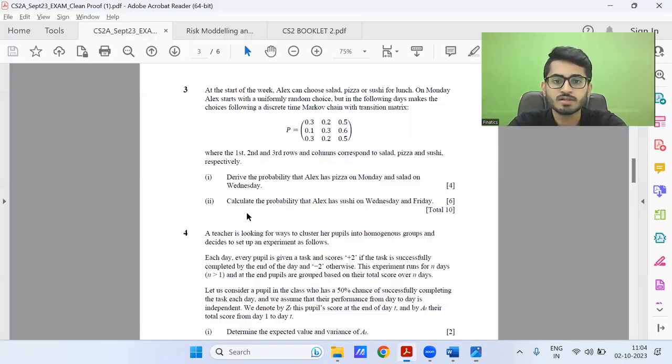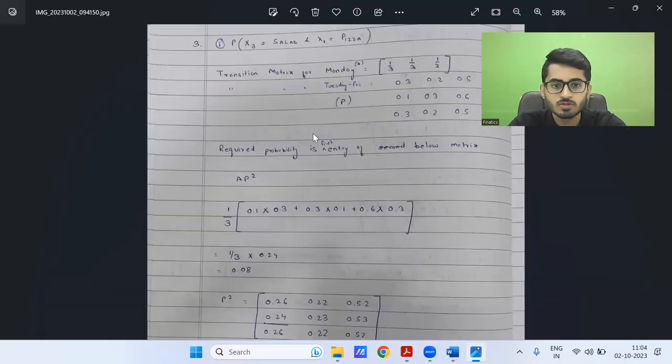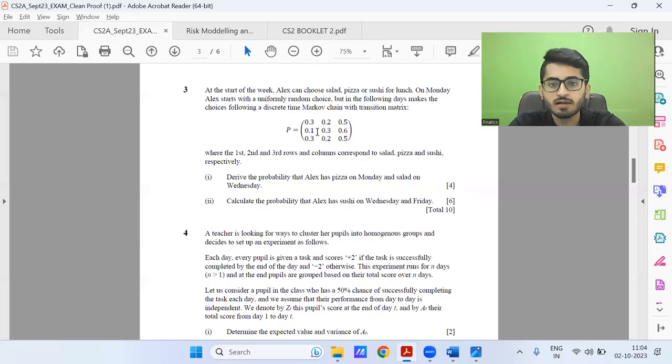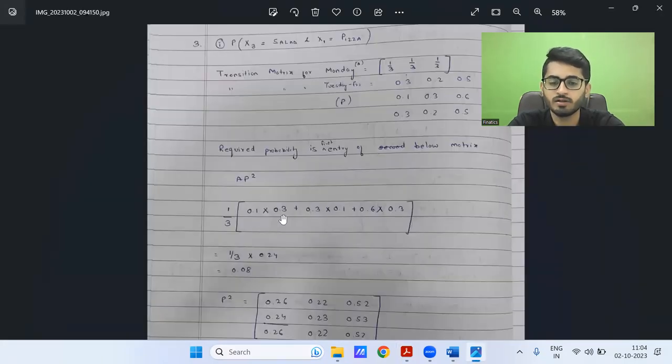So I start with 0.1. 0.1 is nothing but the probability that, given last day you have pizza, you're going to have salad on the first day. So 0.1 is for salad. Now if you have had salad, from salad to salad again is nothing but a salad on Wednesday. So salad is the first one. This is salad. So it's going to be 0.3 itself. Given you had a salad on the previous day, you are having salad on the next day, 0.3. So 0.1 into 0.3.